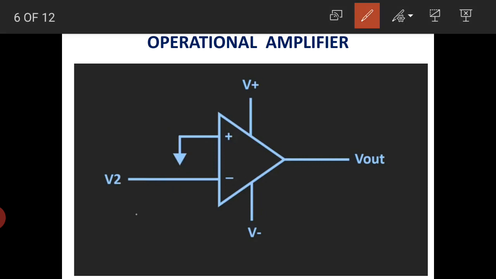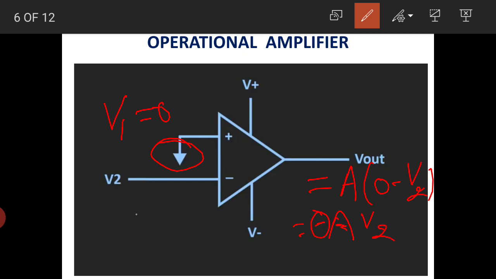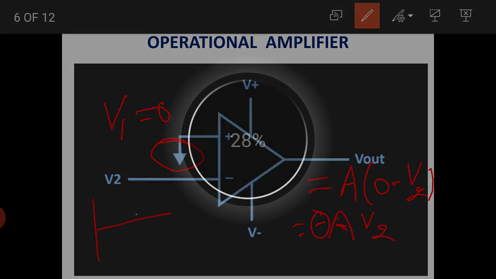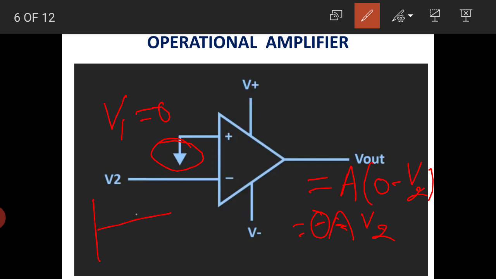Next, if we ground the non-inverting terminal, which means that V1 will be equal to 0, then at the output we will get 0 minus V2. So ultimately the output comes out to be minus A V2. This minus sign shows that the output is 180 degrees out of phase.